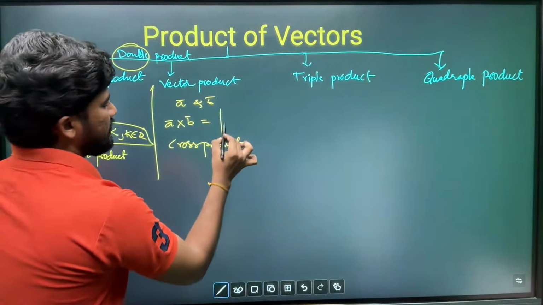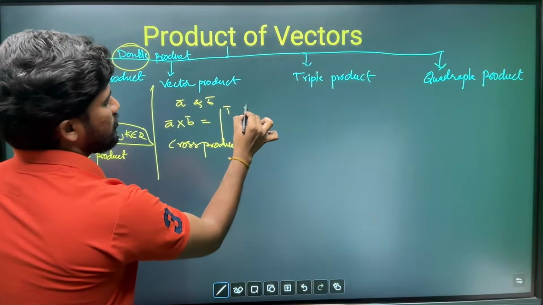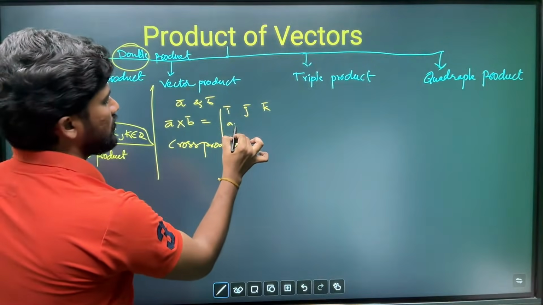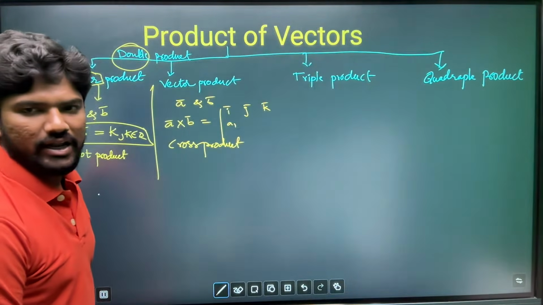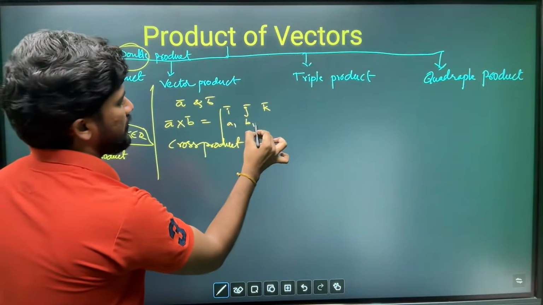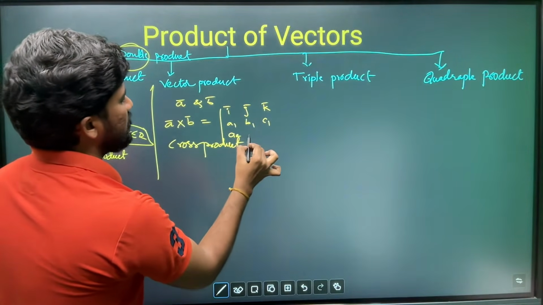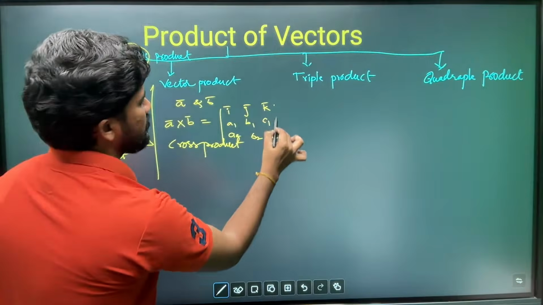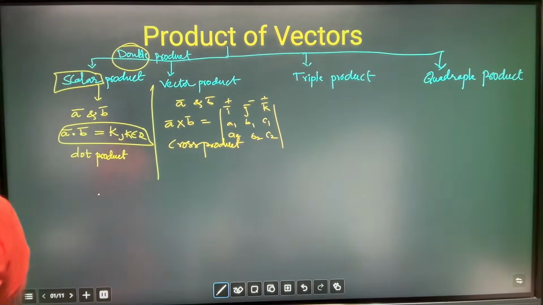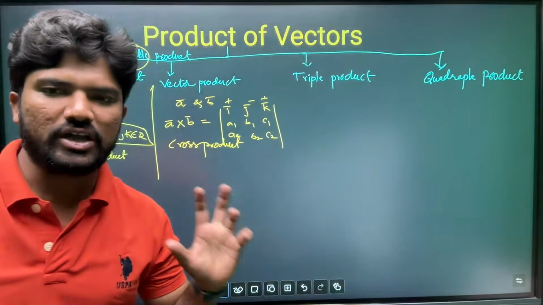Here you have to take it in the form of a determinant: i bar, j bar, k bar. In the first row you have to write i bar, j bar, k bar. In the second row, the first vector's component values a1, b1, c1. In the third row, the second vector's components you have to write. For them you have to apply the determinant process. This is a bar cross b bar, the cross product of any 2 vectors.